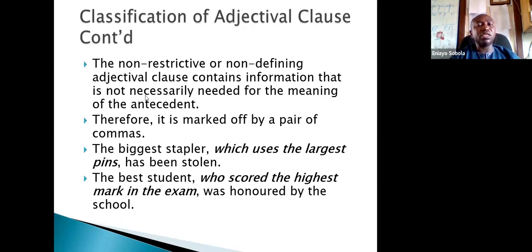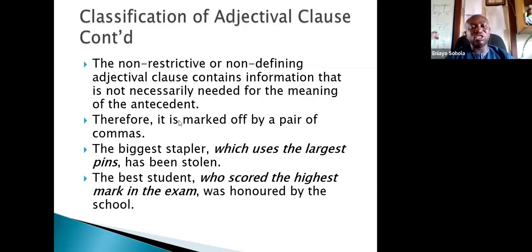But the non-restrictive or non-defining adjectival clause contains information that is not necessarily needed. You don't need the information. It has nothing to add to the meaning. And how you identify it is that it is marked by a pair of commas. There will be a comma before it and a comma after it. And looking at its nature, you will realize that you don't actually need it.